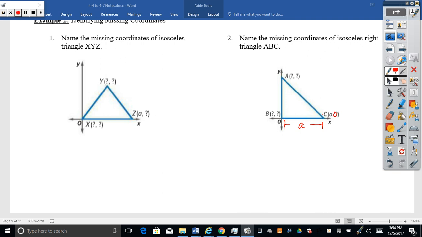Okay? Now if it's a right isosceles triangle, there's your right angle, and these two sides have to be the congruent ones. So I know that this over here is also an A. Well, I'm not going anywhere on the x-axis, but I'm going straight up on the y-axis, A units. So it's going to be 0, comma A. Okay? The last part, B, that's the origin 0, 0.